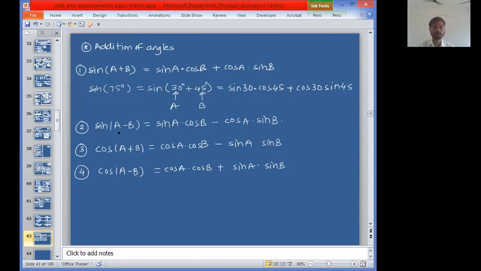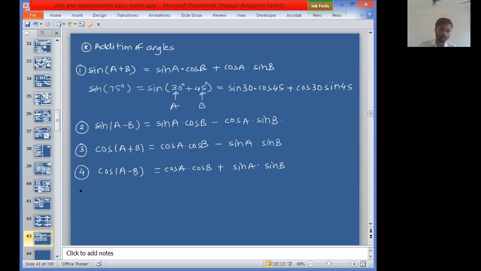Let me repeat the formula once again. Sin of A plus B is sin A cos B plus cos A sin B. Sin of A minus B is sin A cos B minus cos A sin B. Same formula but this sign reversed, plus to minus. Cos of A plus B is cos A cos B minus sin A sin B. And cos of A minus B is cos A cos B plus sin A sin B. So if here you have minus, here you will be having plus. Okay.